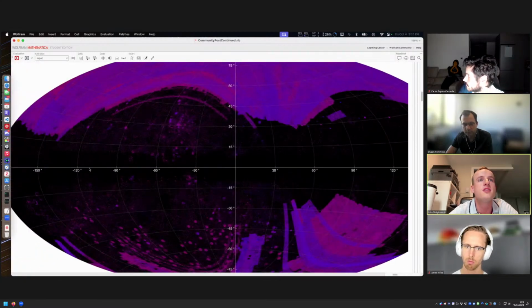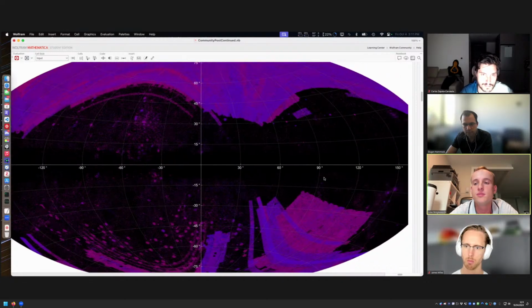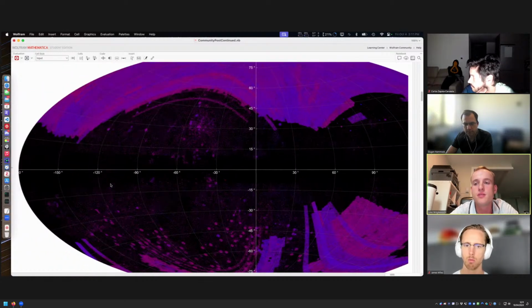And this is in the galactic frame. So down the horizontal line, that is the Milky Way disk, basically. That's why there's barely any points, just because it's not easily visible.